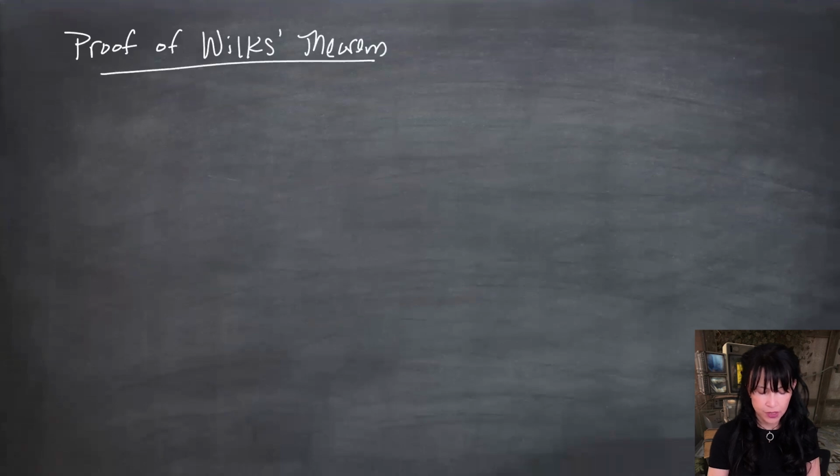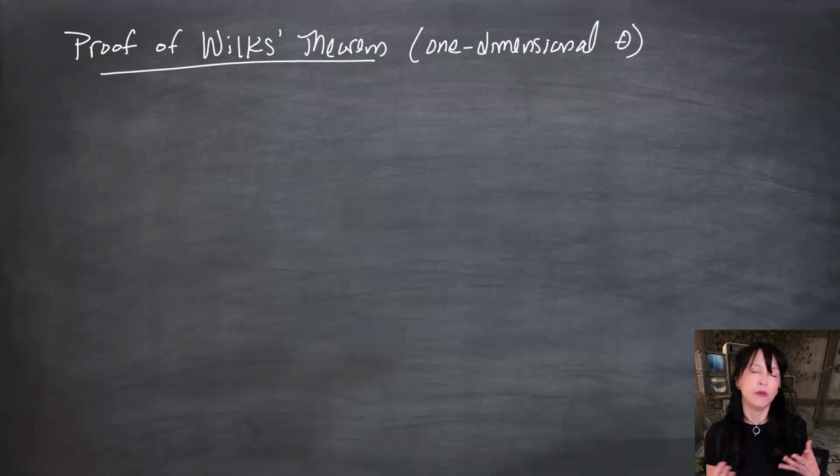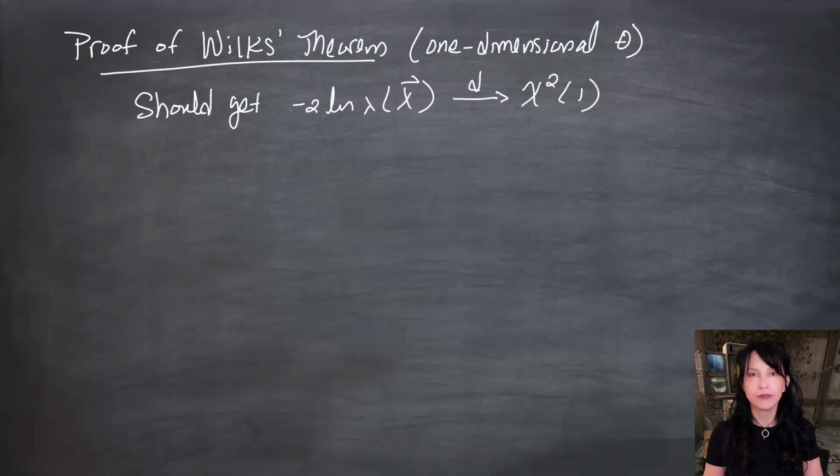Just to keep this short and sweet, I'm going to only prove it for a one-dimensional parameter, so k is 1. And the null hypothesis is going to be that theta equals something versus the alternative that theta does not equal something. So that means there's no free parameters when the null hypothesis is true. And we should get that -2 times the log of the generalized likelihood ratio converges in distribution to a chi-squared 1. I'm not going to do the general dimension case.